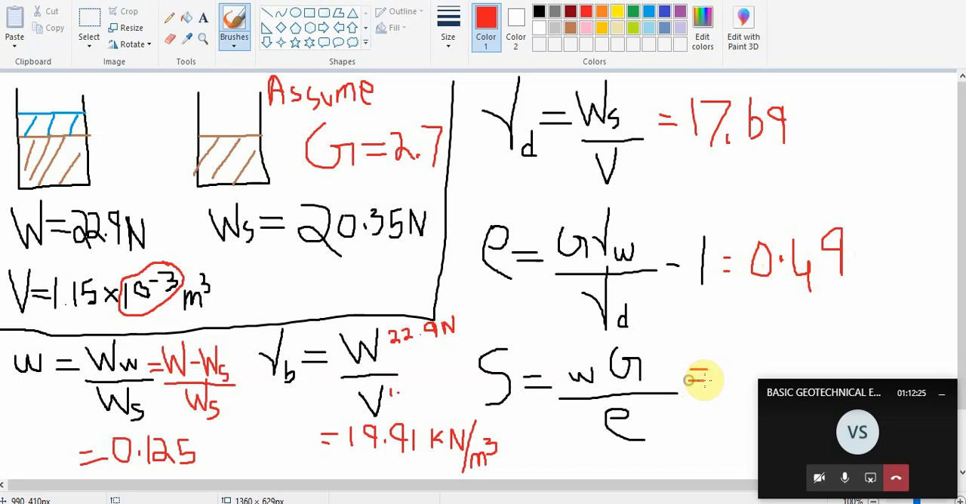Finally, degree of saturation. Water content is 0.125, G is 2.7 and e is 0.49. So degree of saturation is 0.165, or 16.5%. Have you understood or do you have any doubts?